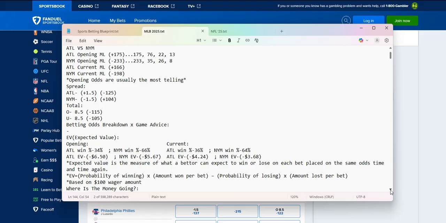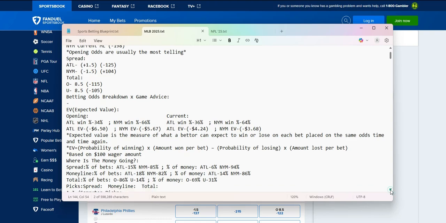So most of the opening odds do start with a higher negative expected value. Current looks like this: Atlanta 36% win percentage, and the Mets 64% win percentage. That gives Atlanta an expected value of negative $4.24, and the Mets a negative $3.68 expected value. Let's see where the money is going in this one.